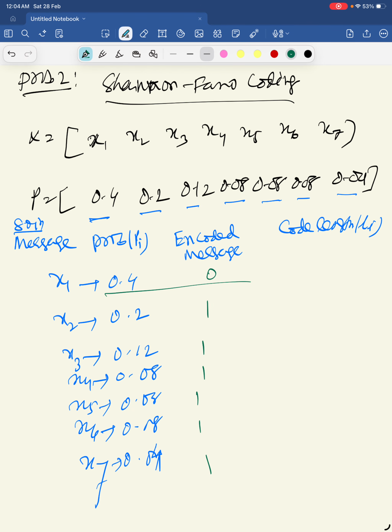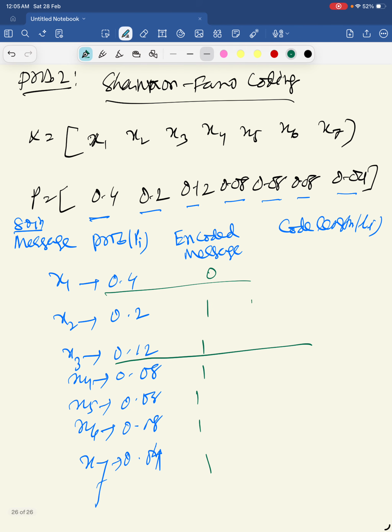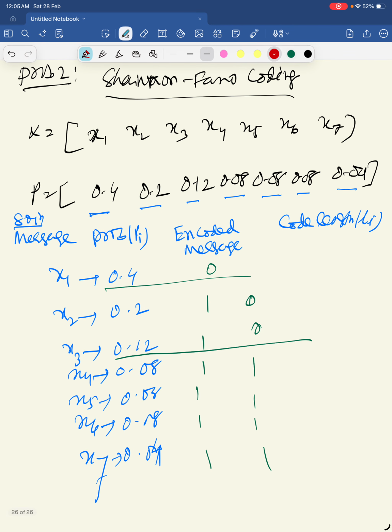Again, this is the 0 group, this is the 1 group. Sorry, here 0.2 and 0.12, we are making one more group. So this is the 0 group, and these are the 1 group. So we can make groups 0 and 1 like this.